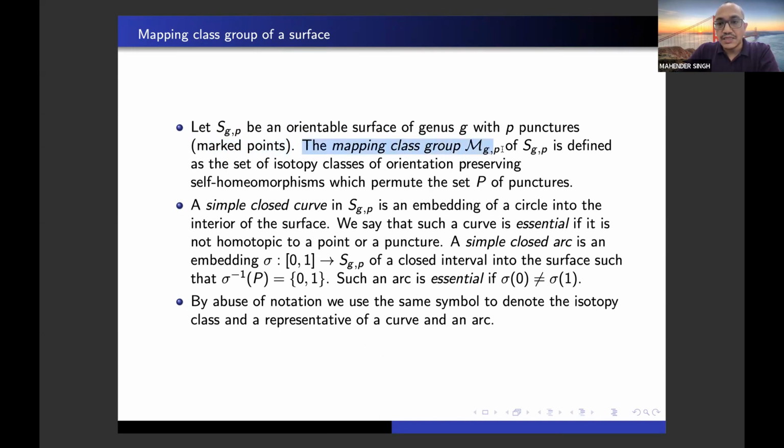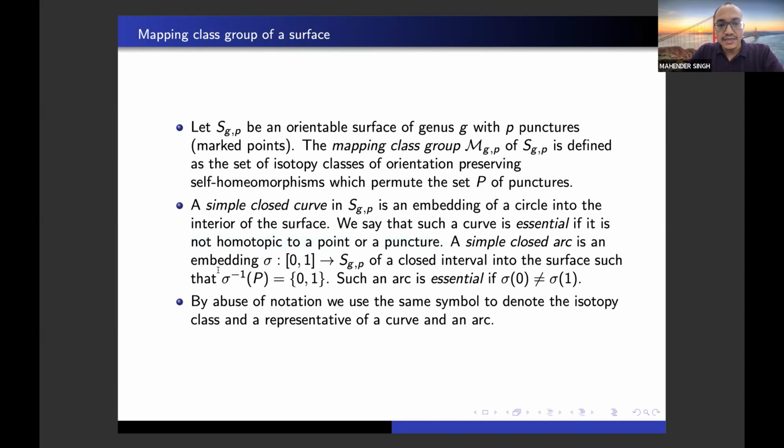The mapping class group M_{g,p} of S_{g,p} is then defined as the set of isotopy classes of orientation preserving self homeomorphisms which permute the set P of punctures. This is a very well studied group. A simple closed curve in S_{g,p}, the surface of genus g with p marked points, is an embedding of a circle into the interior of the surface. So I don't want my curve to really go through these marked points. We say that such a curve is essential if it is not homotopic to a point and is also not homotopic to the marked points.